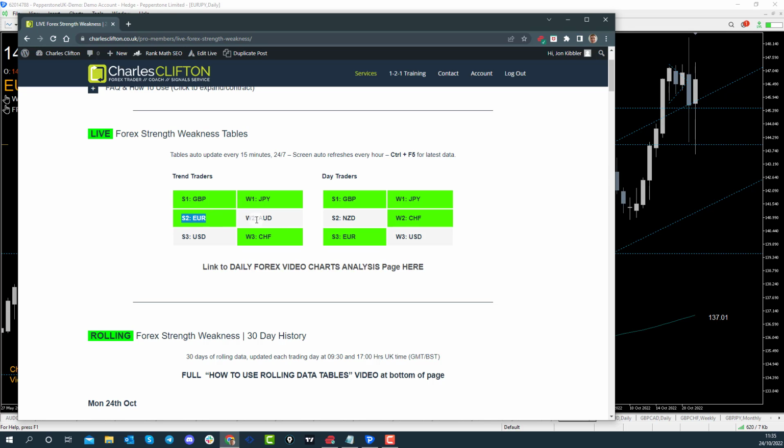Going on to euro then, we can see that euro is featured on the tables twice. We can see that it's S2 on the Trend Traders, S3 on the Day Traders, followed by the US dollar on the Trend Traders, but only behind Kiwi on the Day Traders. The Swiss franc also appears on the tables. We can see that it's W3 on the Trend Traders, W2 on the Day Traders table, and so that could be an area of focus as well.